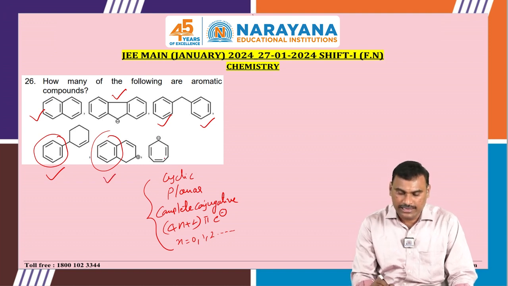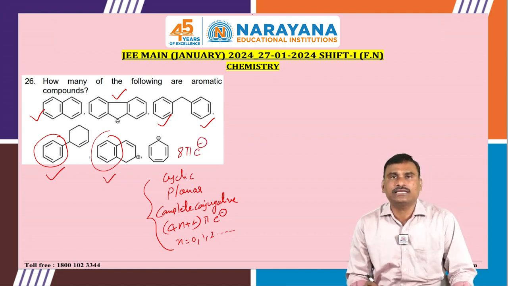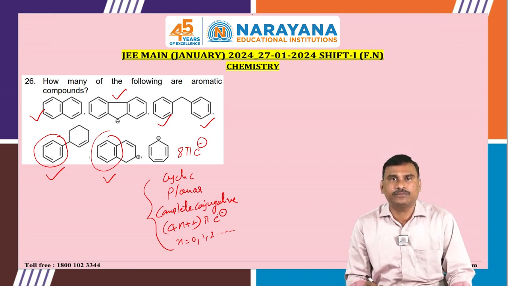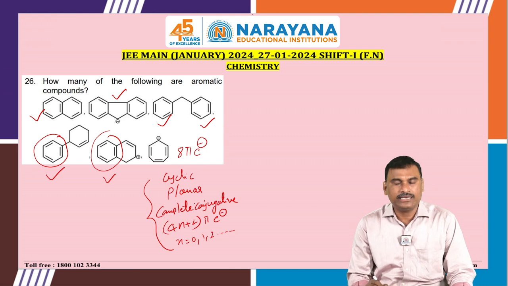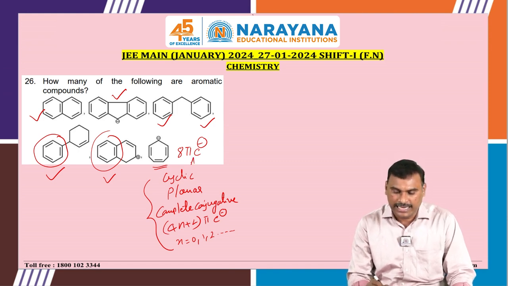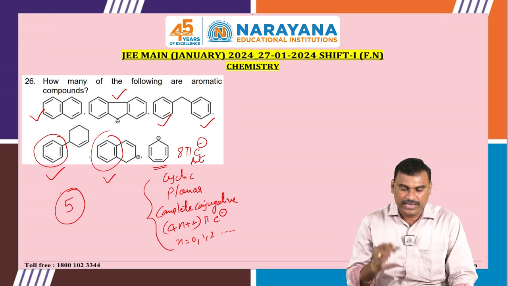And here you see 8 pi electrons are in conjugation, because the negative charge, when conjugated with the double bond, you consider as a pi electron. So the total number of pi electrons in the last species is 8, that is 4n pi electrons. It does not satisfy the aromatic rule, it is anti-aromatic. Therefore, the options are satisfied only by 5. Therefore, the answer is 5 for the given question.